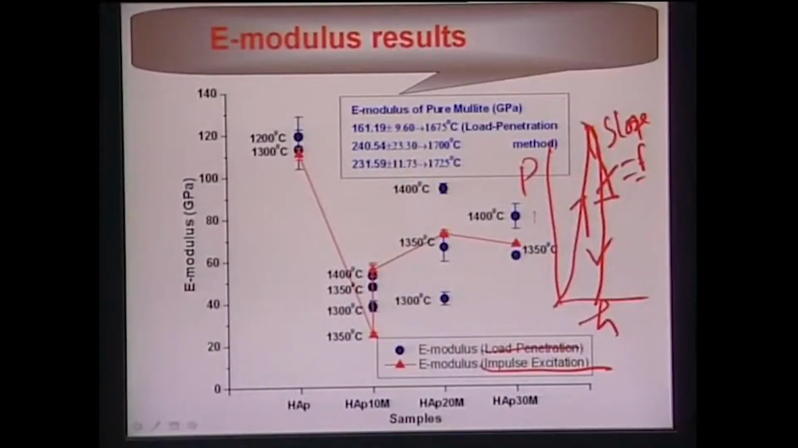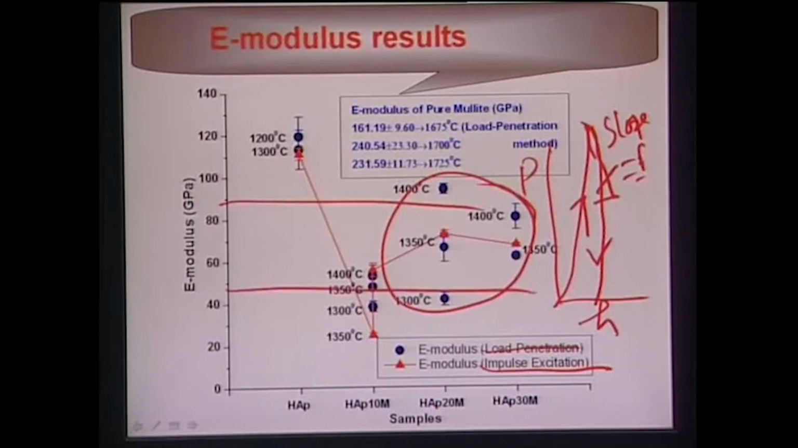Now independent of which measurement technique you use, the message from this slide is that you get a range of elastic modulus which is roughly around 45 to 85 gigapascal, and this 45 to 85 gigapascal elastic modulus closely correlates with the elastic modulus values of cortical bone, that is the natural bone. So therefore, for these hydroxyapatite mullite materials, depending on the sintering temperature, you can find out what elastic modulus values you require for real applications.